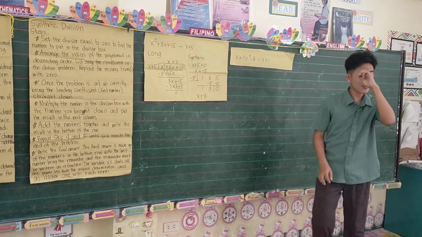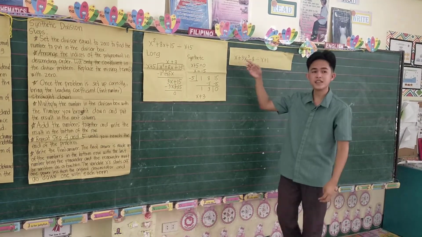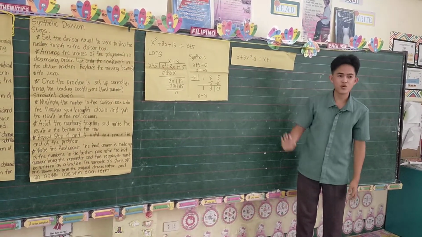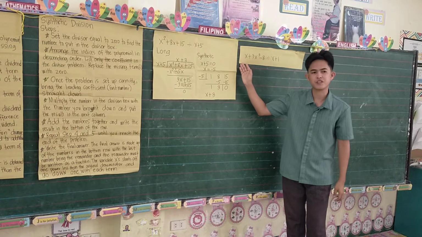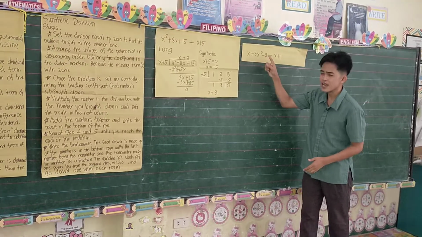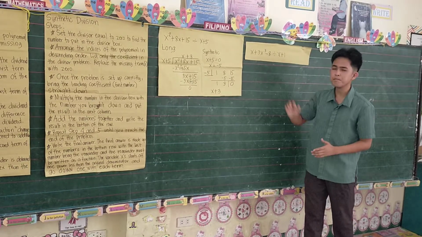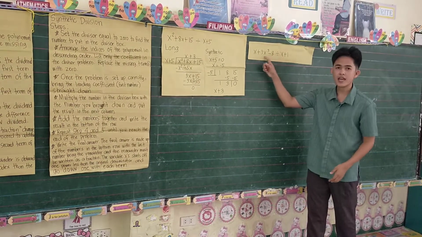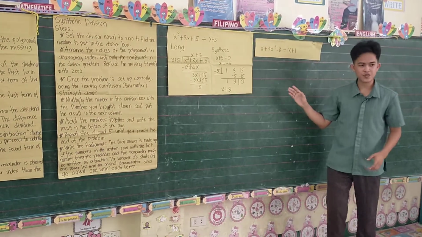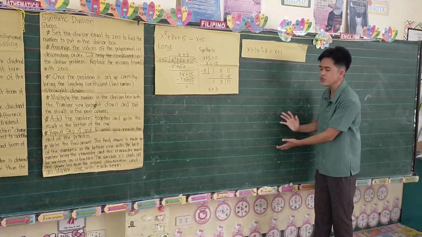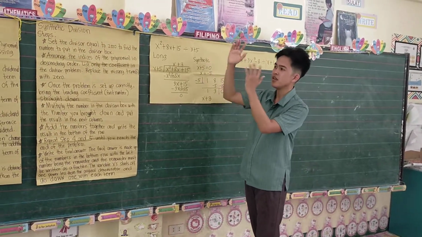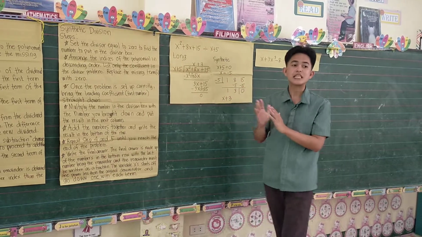It is correct. Since your dividend is not arranged in descending order, you need to arrange it first. The next question: is there a missing term? Yes, there is a missing term, the x term. So you put 0. So this solution of Venus is correct. You just simply remember the steps of long and synthetic division.